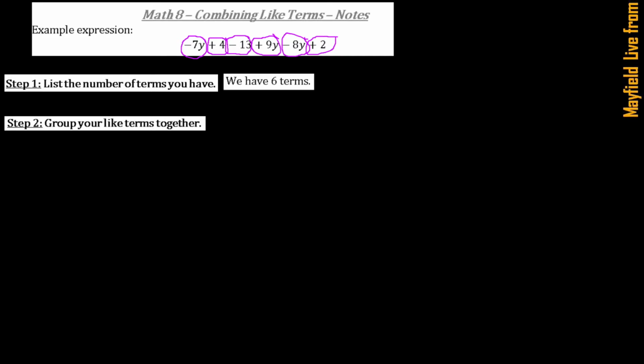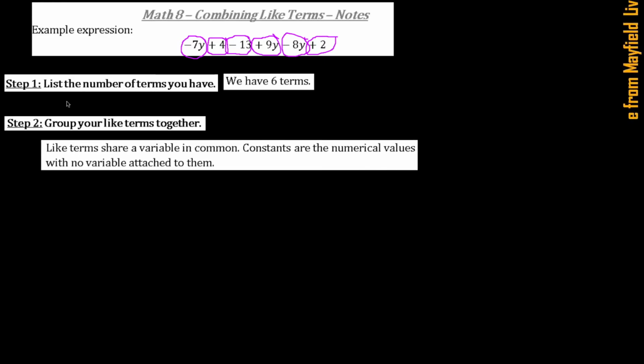And we want to make sure we can group those like terms together. What does it mean to have a like term? Well, like terms share a variable in common. Constants are the numerical values with no variable attached to them. If it has a letter in it and it's to the same power, meaning just to that first power, you can combine those like terms. The constants are just the numbers you can see on a number line. I know for sure that's 4 because I can count 1, 2, 3, 4. I know for sure that's negative 13 because I can count down to negative 13. Again, those constants have no variable attached to them.